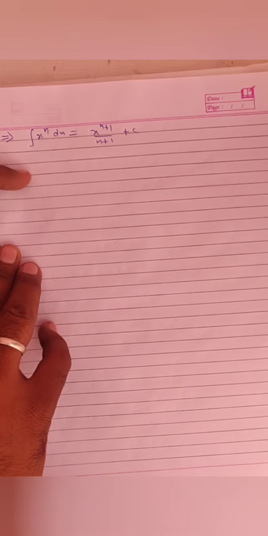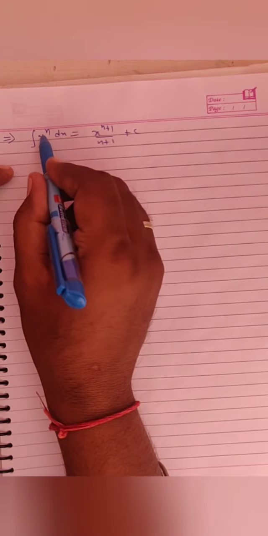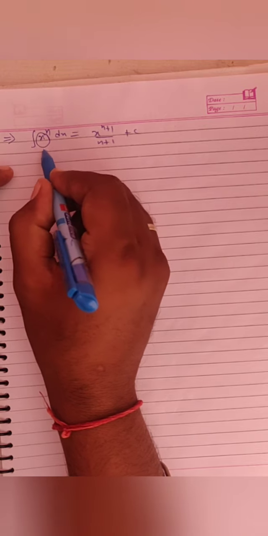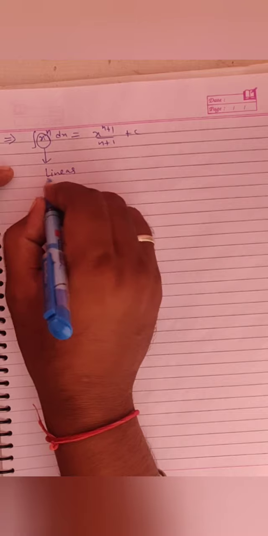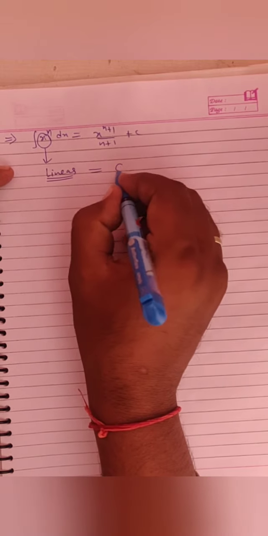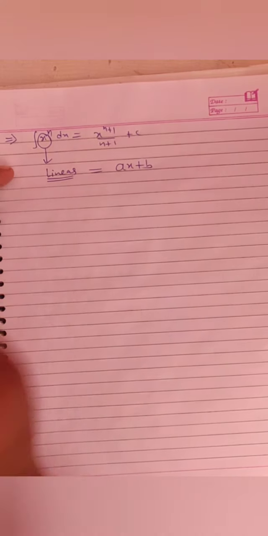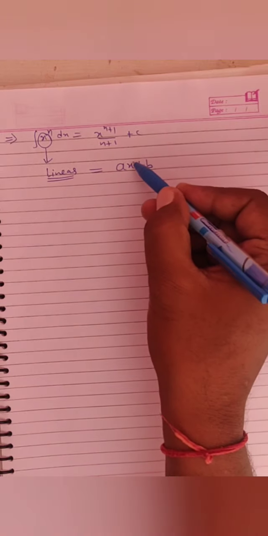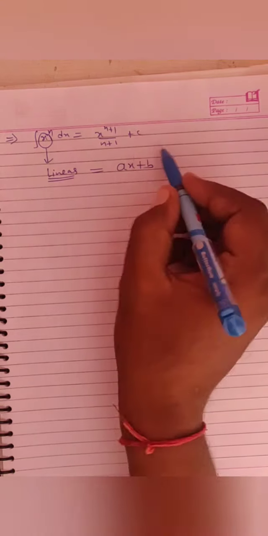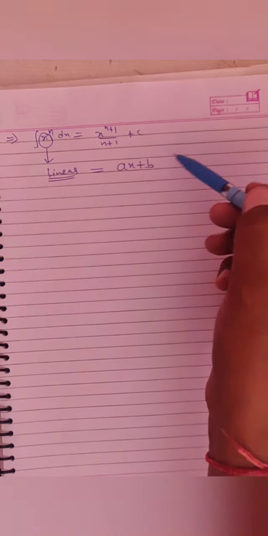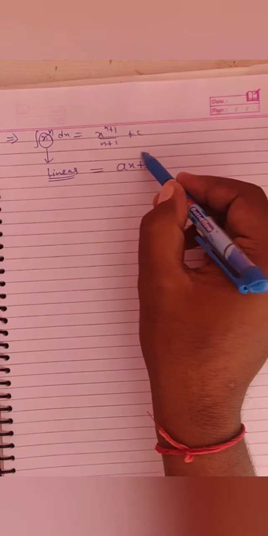x raised to n plus 1 upon n plus 1 plus c. But what if we replace this x by a linear factor? What is a linear term or linear factor? A factor in the form of ax plus b is known as a linear factor. If the degree of the variable is 1, then it is linear. If it is 2, then it is quadratic, 3 then cubic, and so on. So what is a linear expression? The expression in the form of ax plus b is known as a linear expression.